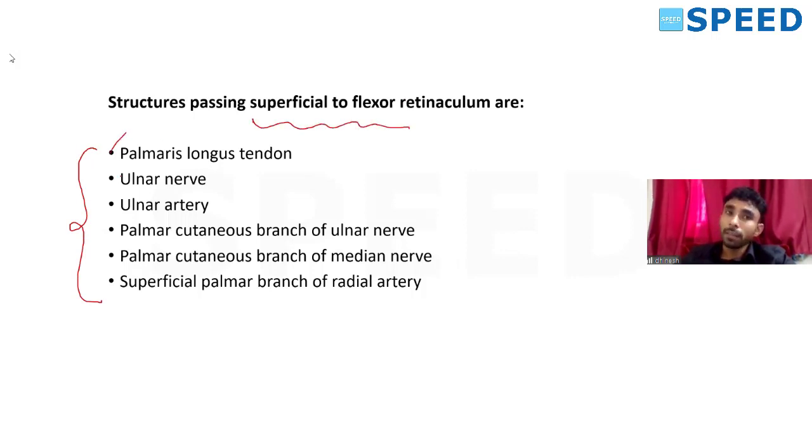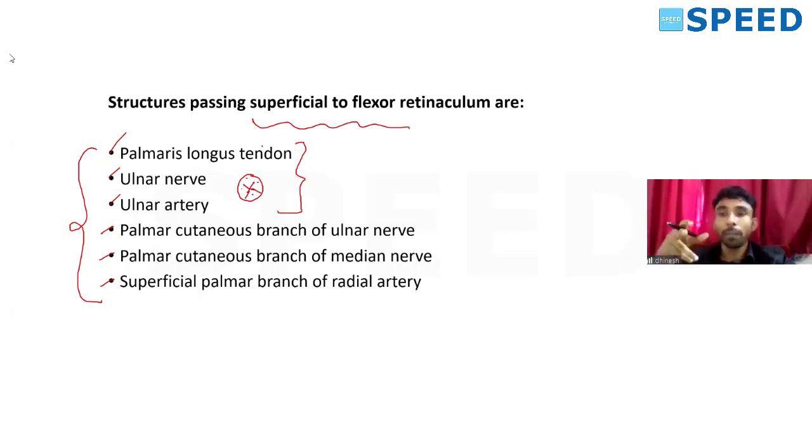Palmaris longus tendon, ulnar nerve and ulnar artery, then palmar cutaneous branch of ulnar nerve and palmar cutaneous branch of median nerve, and superficial palmar branch of radial artery. These are the 3 main structures actually. The first 3 are the main structures which pass superficial to the flexor retinaculum. So the importance is, in the case scenario we have discussed the cut was superficial, right? So all the structures which are passing superficial to the flexor retinaculum can easily get injured, isn't it?